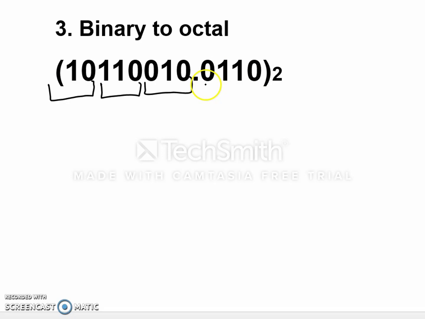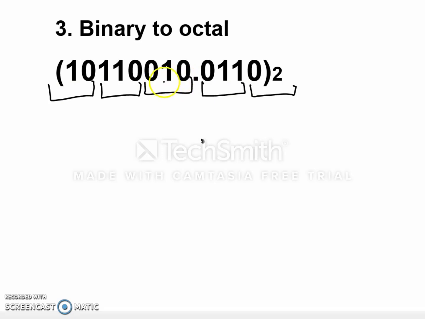And for the fractional part, this is group number 1 and group number 2. We could add 2 zeros, but there is no point in adding 2 zeros at the end, so we are not adding this. Here, to form a group of 3, we need to add 1 zero. So the dot stays as it is.